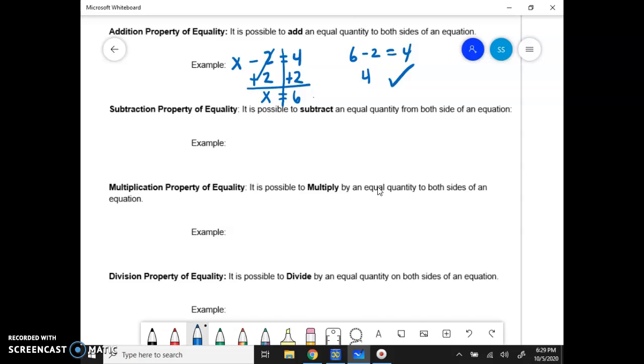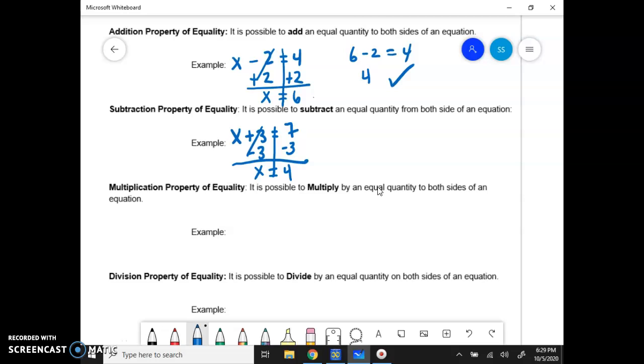All right, the subtraction property of equality is stating that it is possible to subtract an equal quantity from both sides of an equation. So let's look at x plus 3 is equal to 7. I can subtract on both sides as long as it is the same quantity. You've probably heard this before. You do it to one side of the equal sign, you have to do it to the other side. That's a statement that you're going to want to remind yourself throughout this unit and the next, and probably the next few subsequent units. If you do something to one side of the equal sign, you have to do it to the other side. 7 minus 3 is 4.